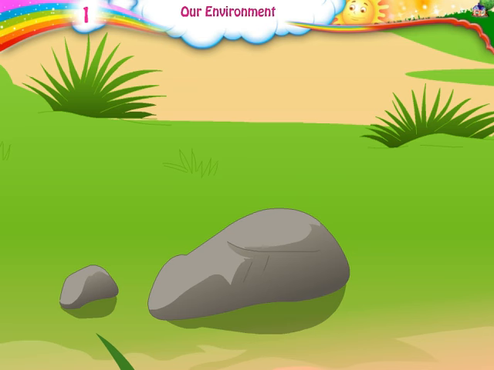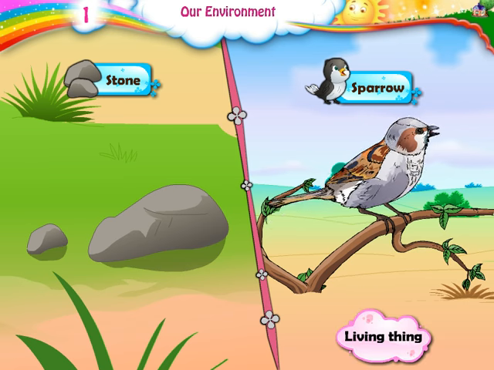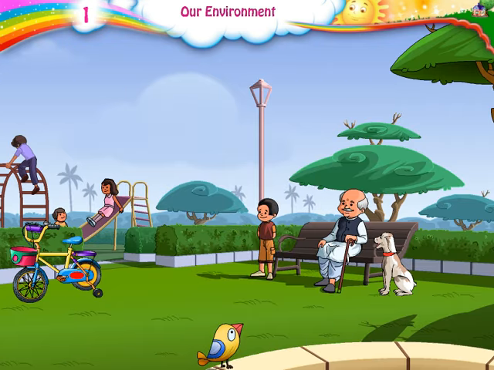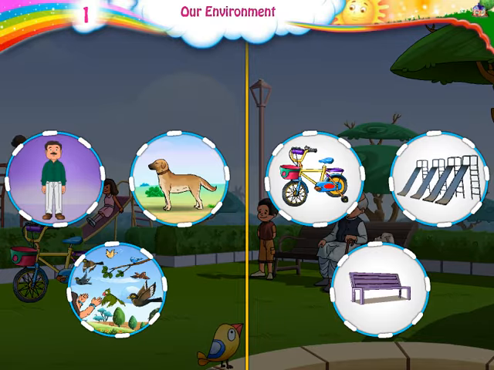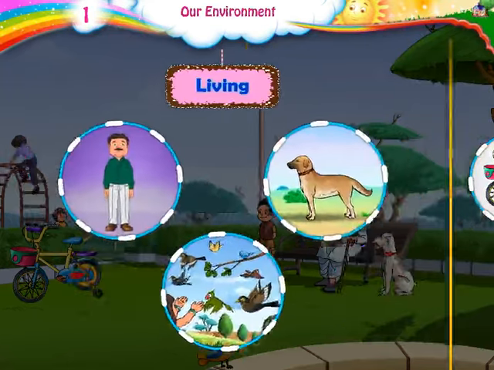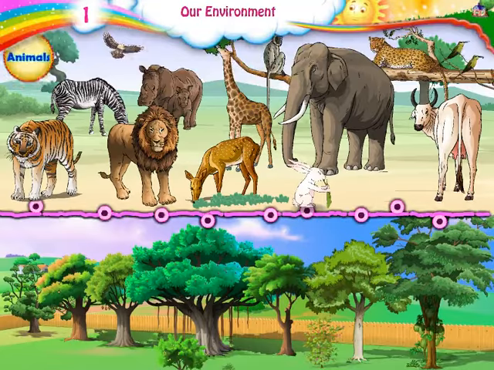Why do we see this difference between a stone and a sparrow? It's because a sparrow is a living thing and a stone is a non-living thing. The things that we see in our environment are divided into two groups: living and non-living. Living things are further divided into two groups: animals and plants.